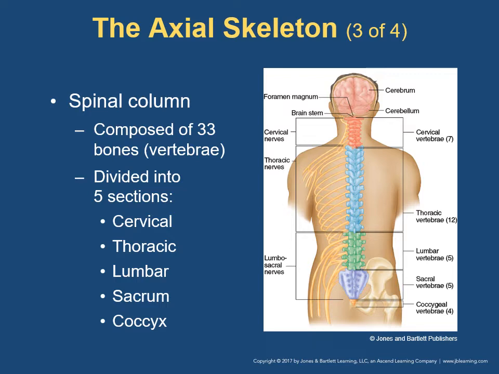Your spinal column, it is the central supporting structure of the body. It is composed of 33 bones, and these are called vertebrae. The vertebrae are named according to the section of the spine in which they lie, and they are numbered from top to bottom. So in the neck, here, you have the cervical spine, and you have 7 of those. So those are numbered from top to bottom, C1 through C7.